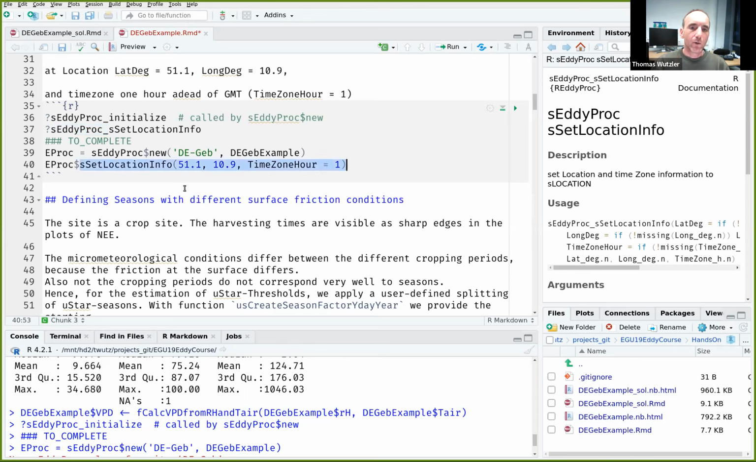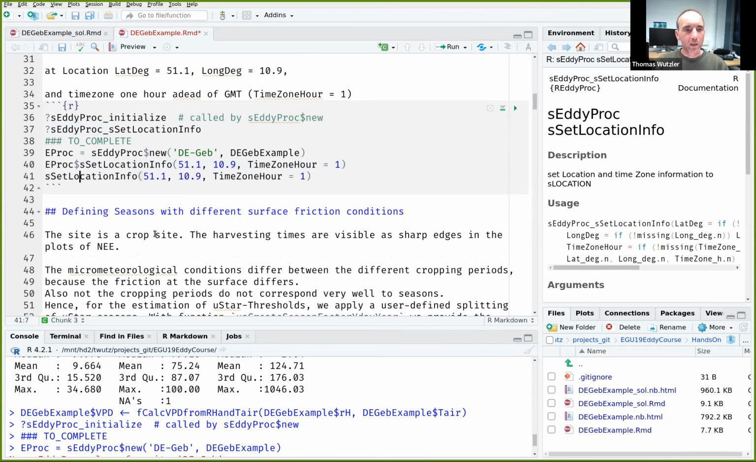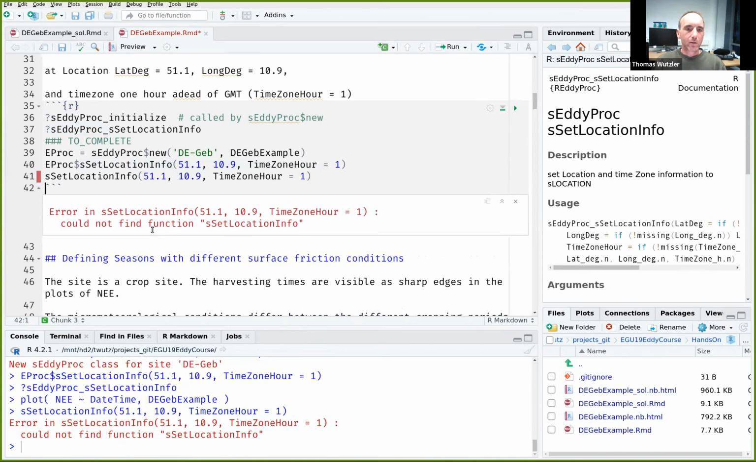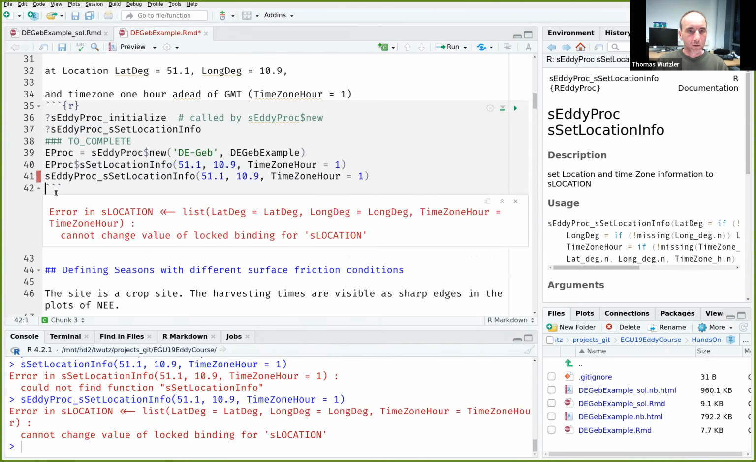You can also try to call this without the EProc, and then you will get an error like this: could not find function. Okay, then we are clever, we pretend the thing exists. And then you get an error message that is not really convenient: you cannot change the value of the locked binding sLocation. The sLocation is actually a field inside the EddyProc class, and if you call this thing outside the EddyProc class, you get such awkward error messages.